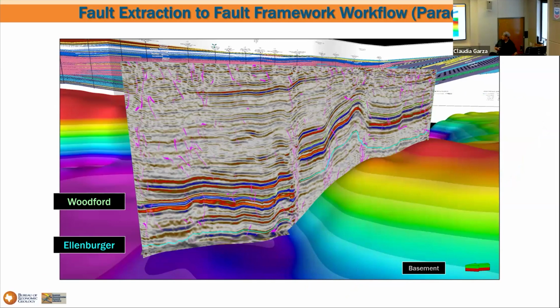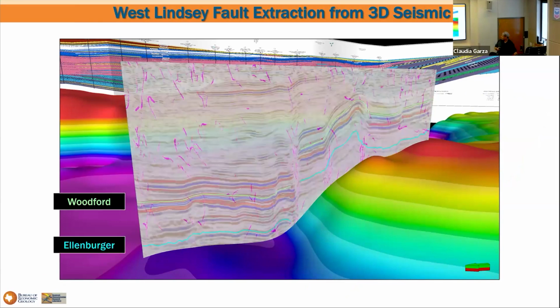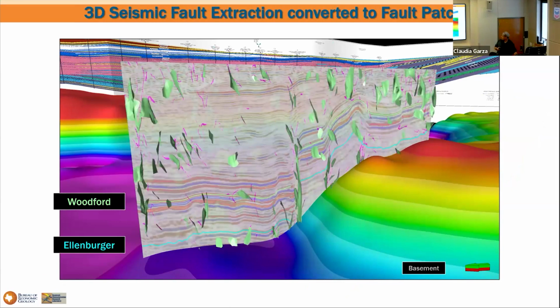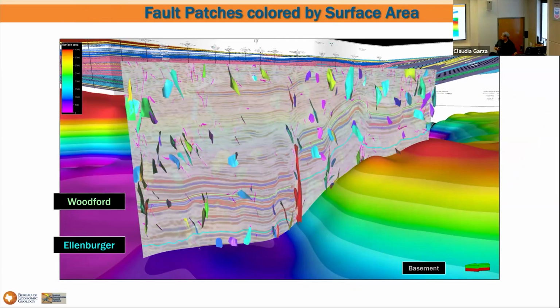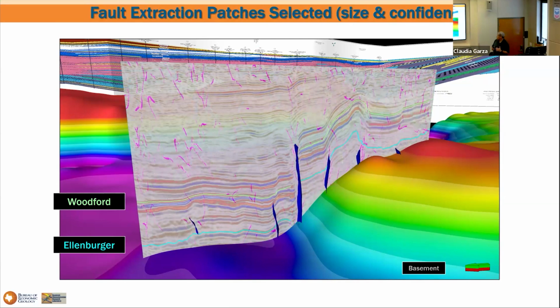So I'll quickly step through these slides. We have this fault framework integrated into the cross-section. There you see the faults that were calculated and identified by the software. Right? And then I show the actual seismic. And then we show these faults extracted as three-dimensional surfaces. And then we can color them by different parameters, such as the size of the fault, the aerial extent, as well as the confidence of the fault, and then filter it down to the faults that we know we are the most confident in, that have been properly predicted. And these are the faults right there.